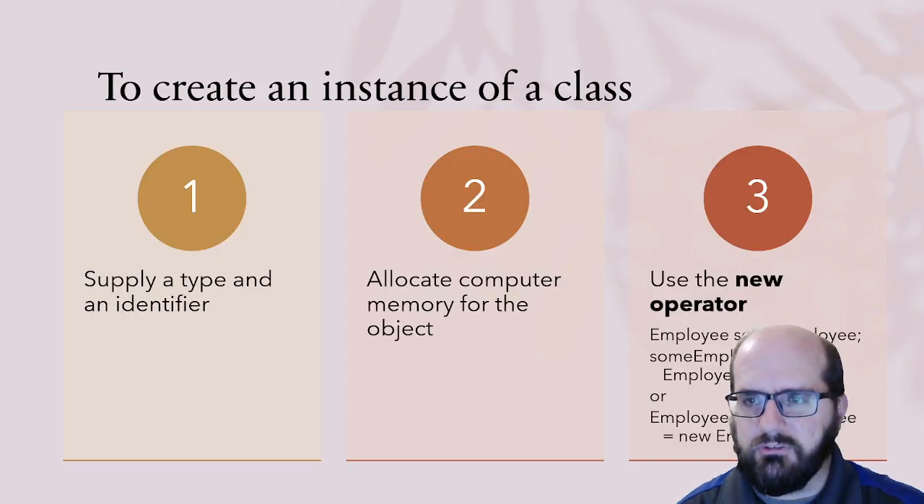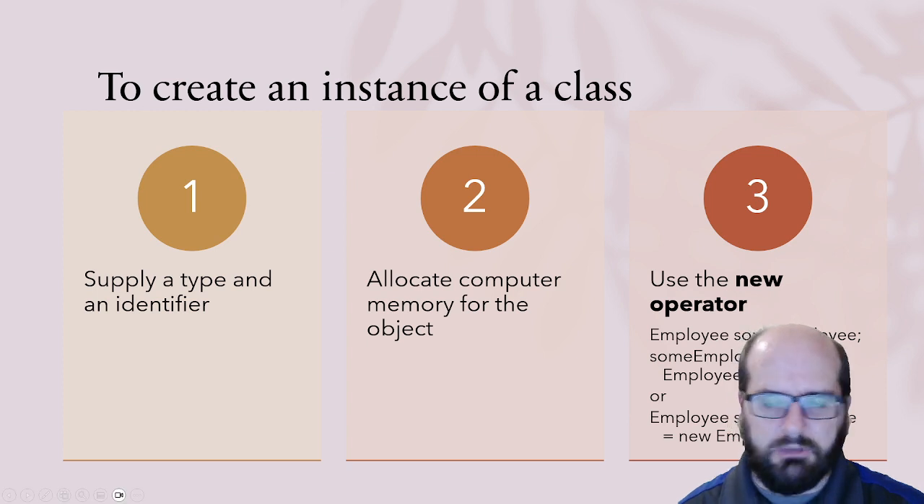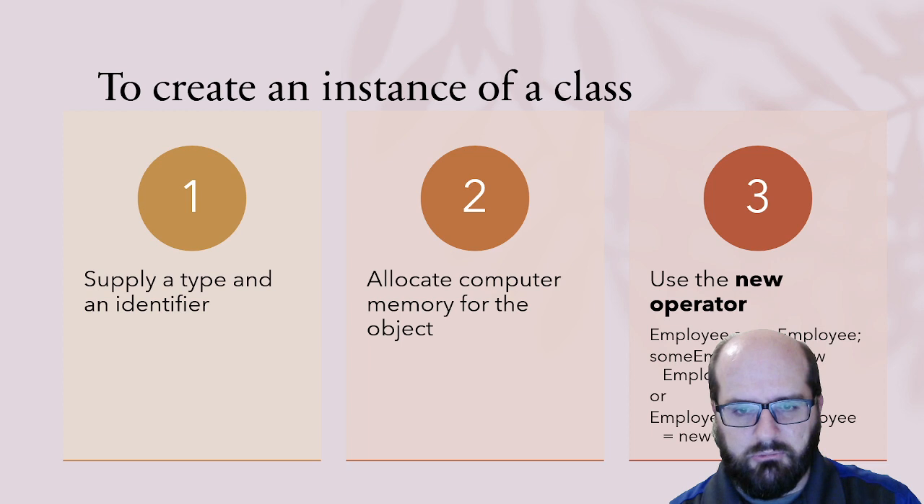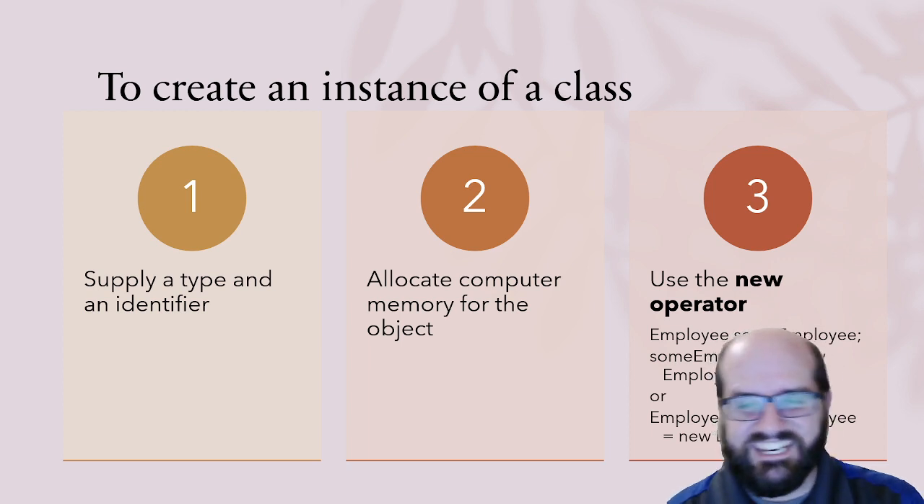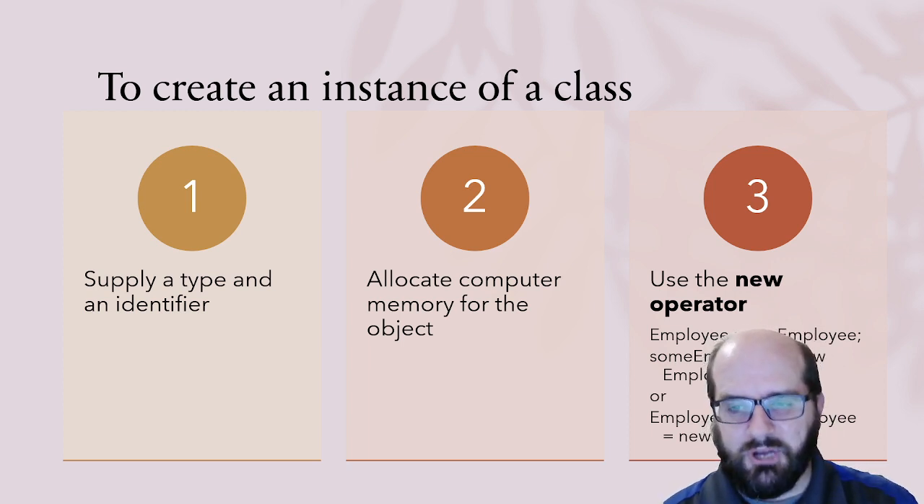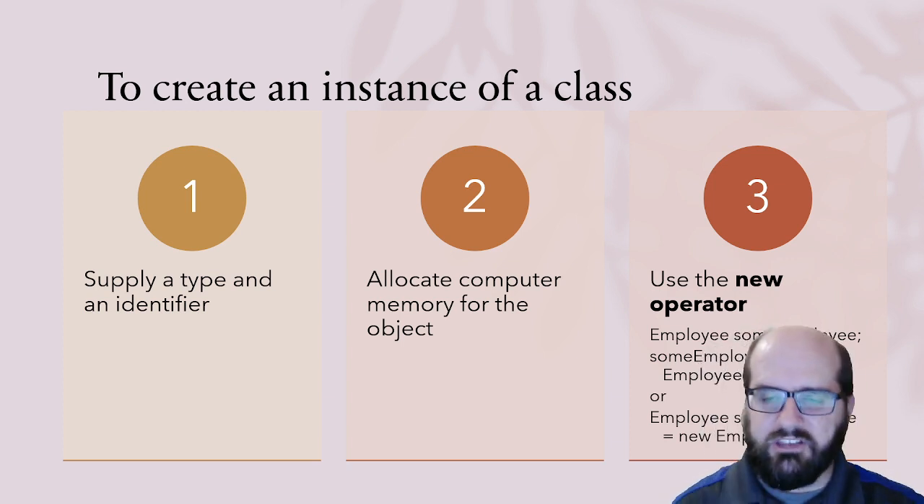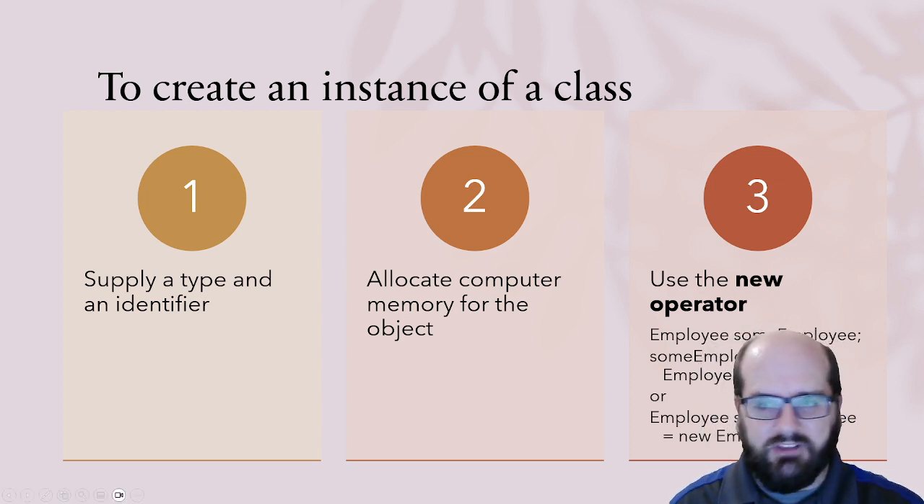To create an instance of a class, to create an object, we need to supply a type and an identifier. We need to allocate computer memory for the object. And we need to use the new keyword operator. You saw that before, but here's an example. We supply a type by saying this is an employee. We allocate memory by naming that memory location, some employee. And then we use the new keyword operator to make a new employee.